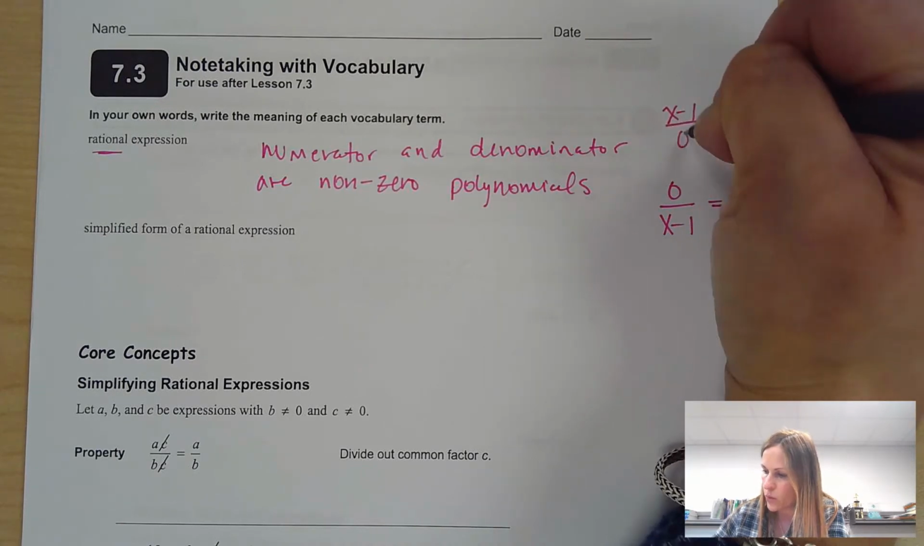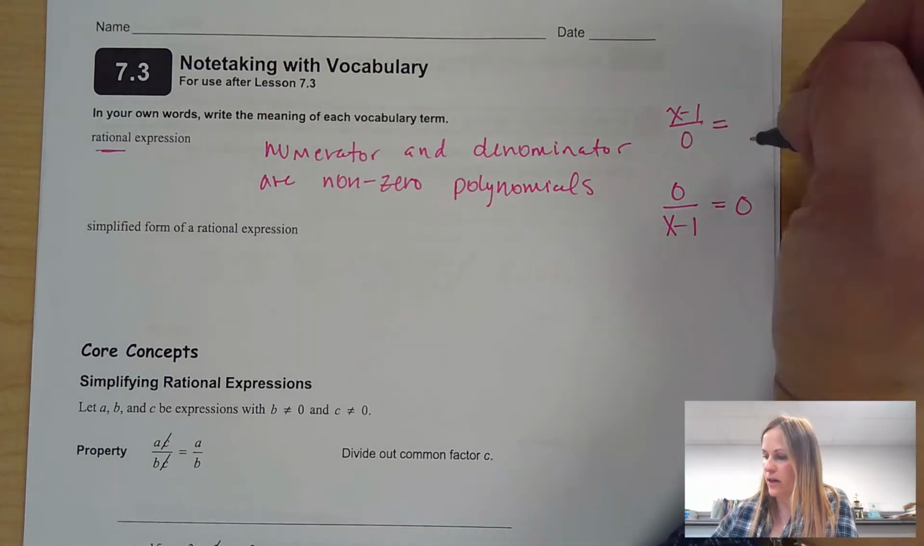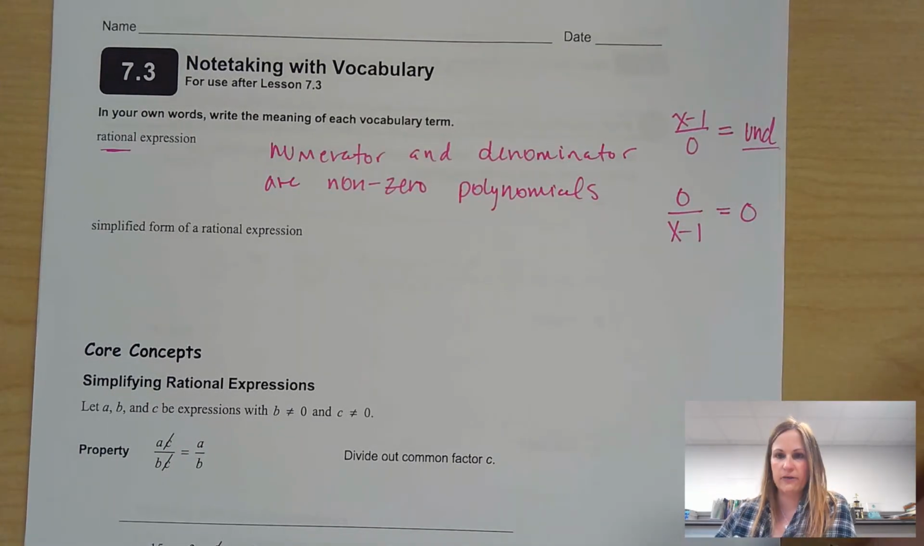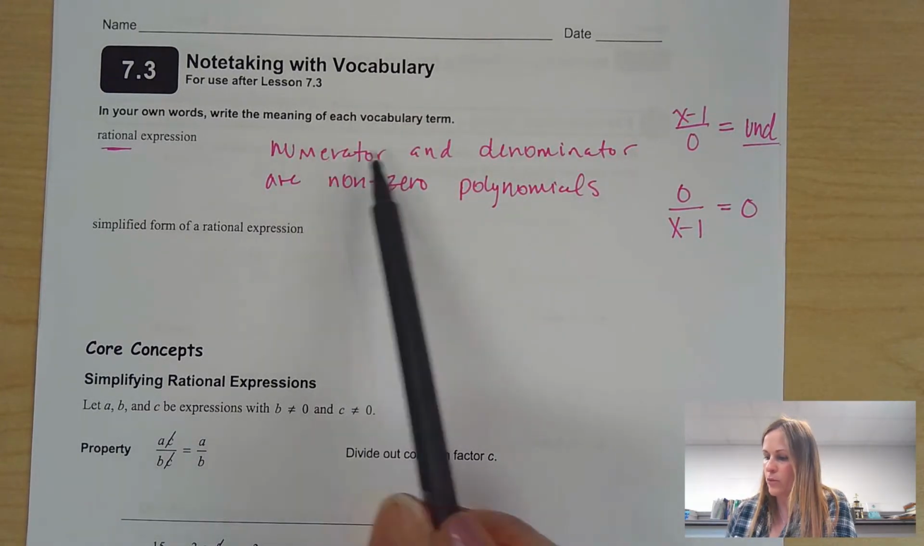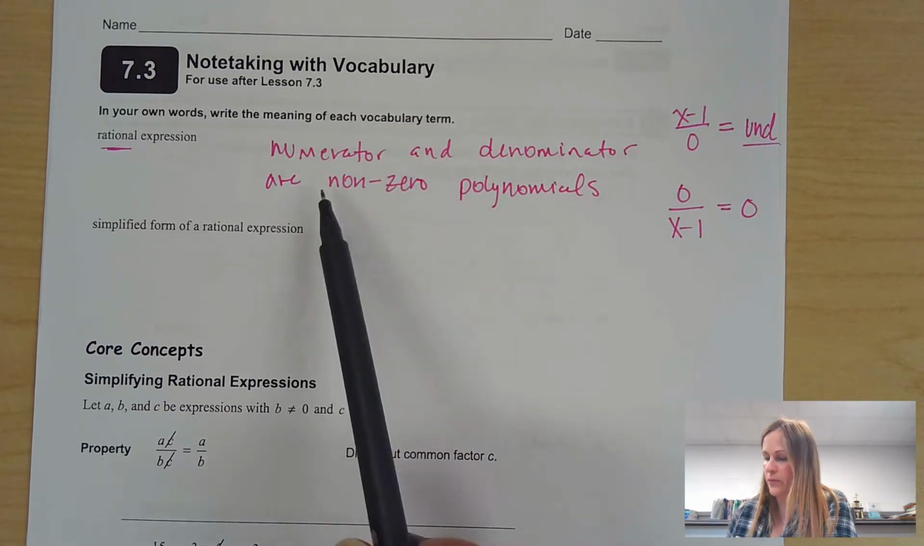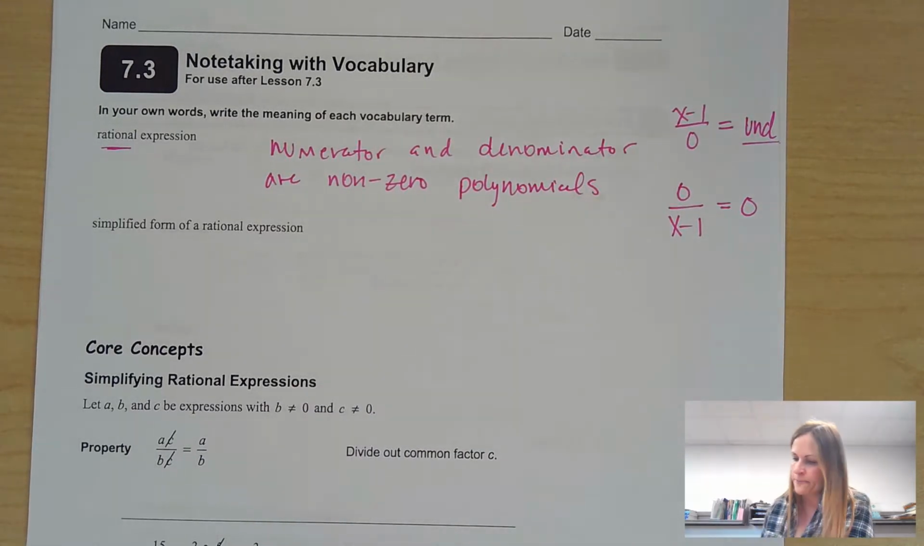Likewise, if I had x minus 1 divided by 0, think about what we talked about even with trig. When we divide by 0, this gives me an undefined function. So this is why we have to make that disclaimer that the numerator and denominator are not just polynomials, but are non-zero polynomials, because technically 0 is a polynomial.